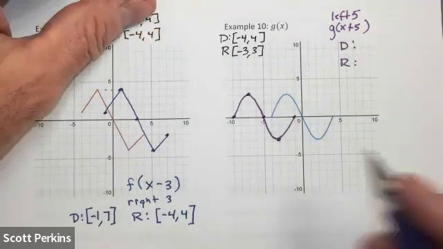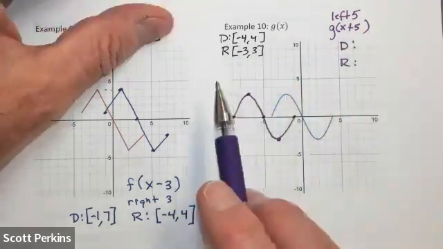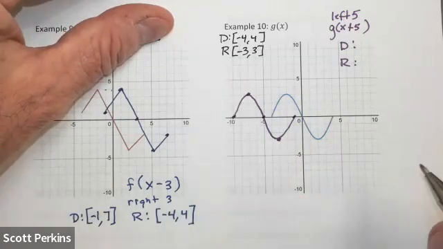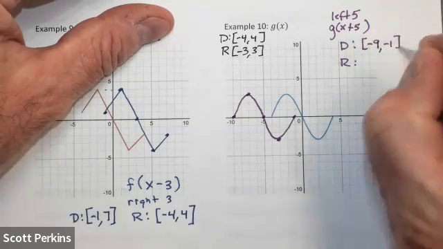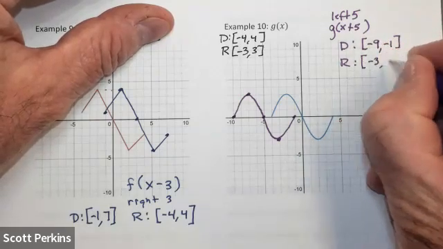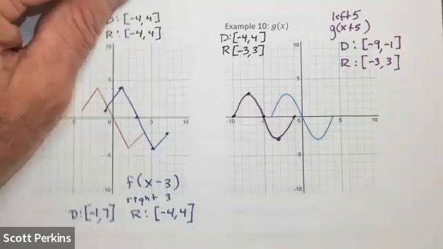Okay, you can either do this by looking at the graph, or you can adjust the other graph's domain and range. When I subtract 5, I go from -9 to -1. And then the range does not change because I've not moved the graph up or down at all.